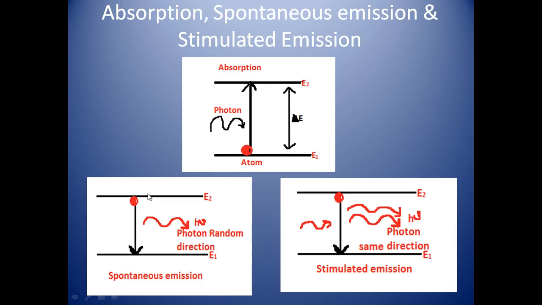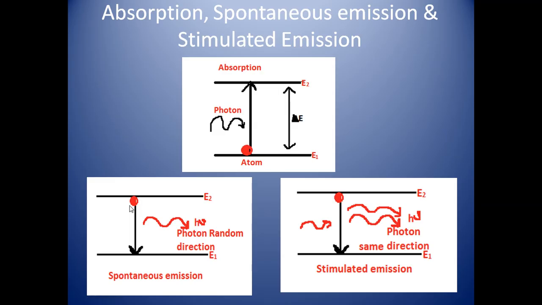This excited atom will not reside in the excited state for a longer time. Once its lifetime is completed, it de-excites. So you have used the absorption phenomenon because of which the atom is now in the E2 state. This excited atom de-excites once the lifetime is completed, releasing an amount of energy h nu. So this photon will be moving randomly.